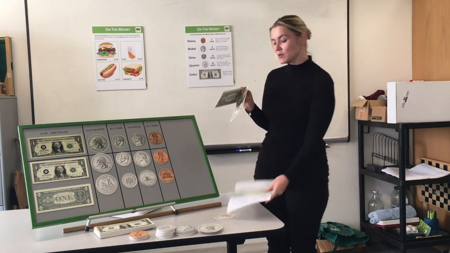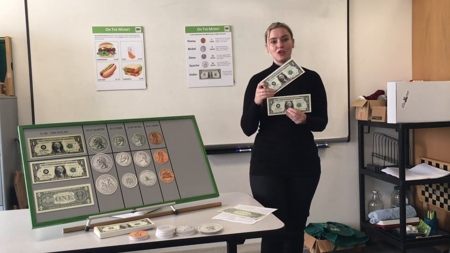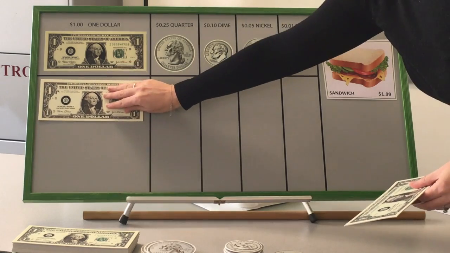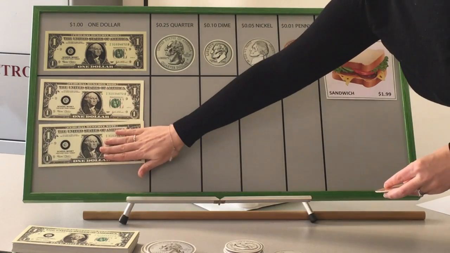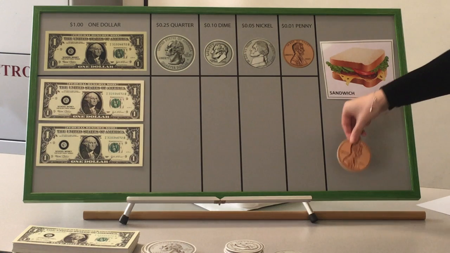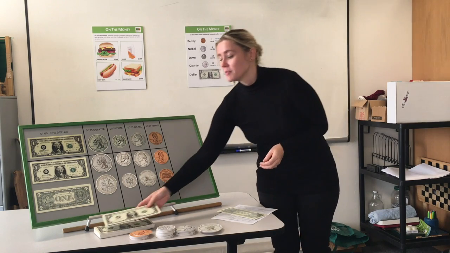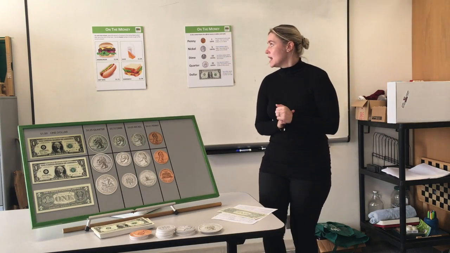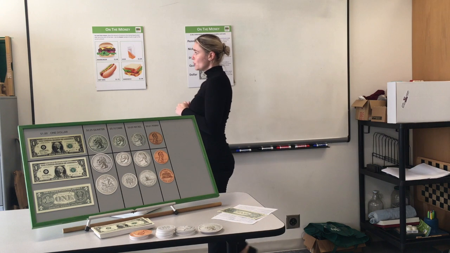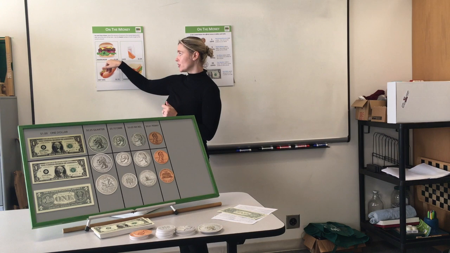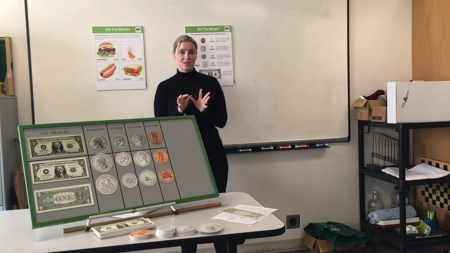Okay, if you said that we could use $2 bills to buy a sandwich that is $1.99, you are right, good job. Because if we use $2 bills, we would still have 1 cent left. But now, if we want to make it a little more complicated, let's think what money we would need to have if we wanted to buy a hamburger that is $1.46 using exact change.